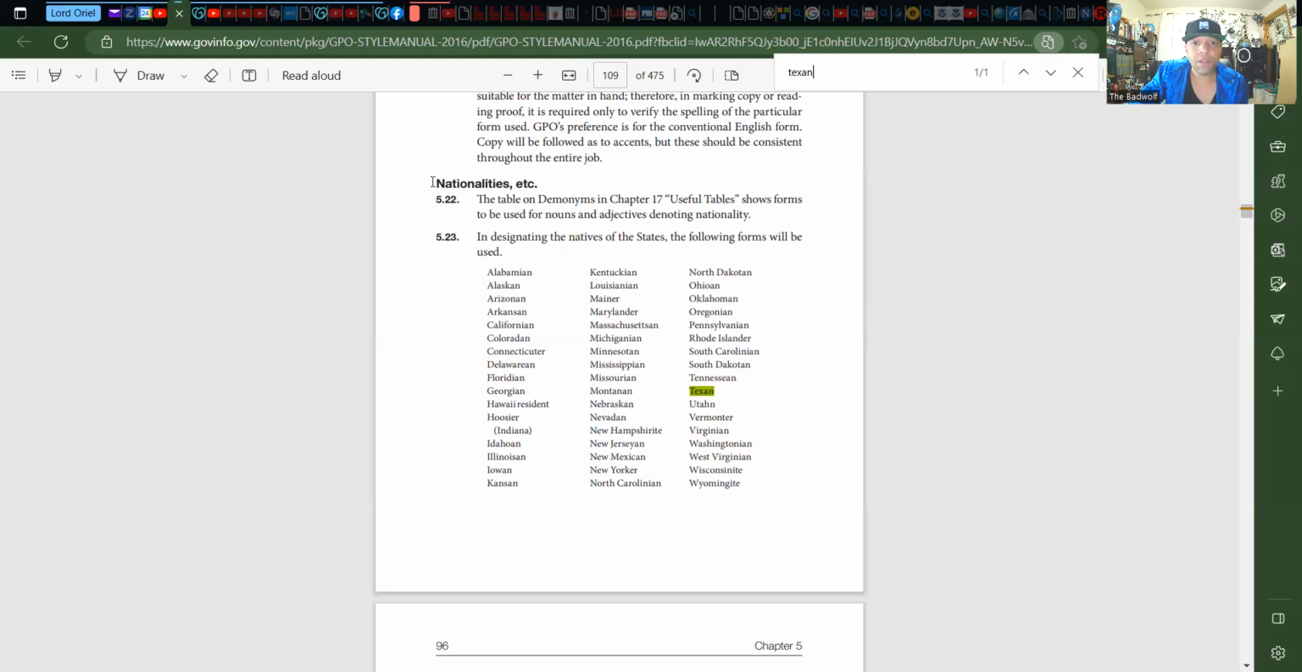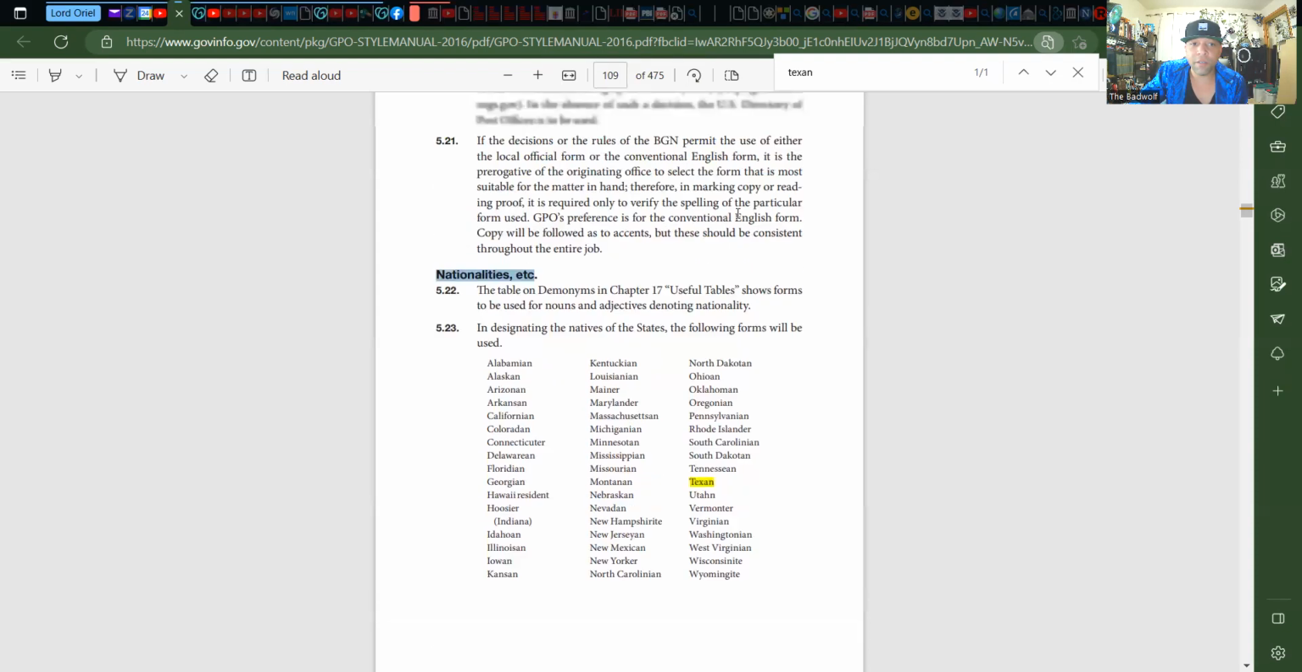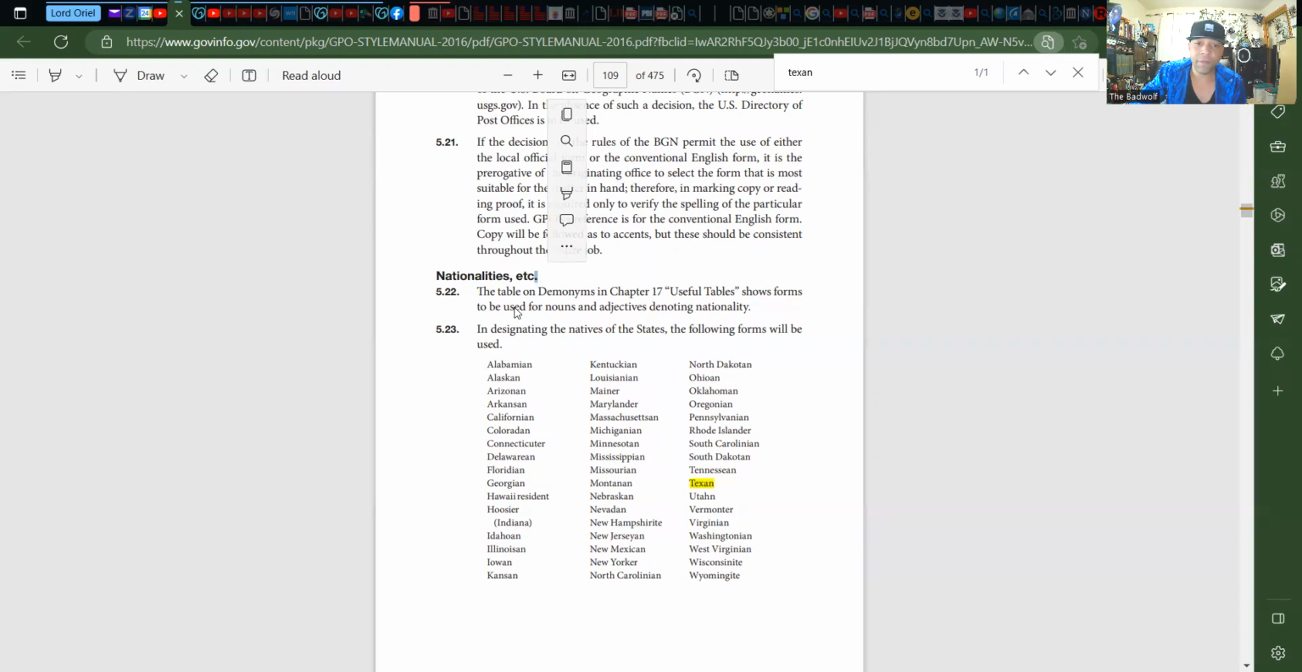Check it out. Right here, I didn't see anywhere in this book where it mentioned 14th Amendment U.S. citizen. The Constitution talks about citizens of a state and citizens of the several states, but in the federal government's GPO manual, they talk about nationalities. Well, what's the singular? National, right? There it is. Huzzah! So a national or nationalities, and what are the names that belong to them?